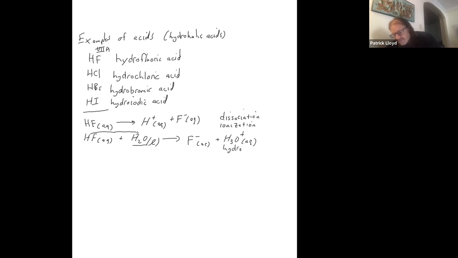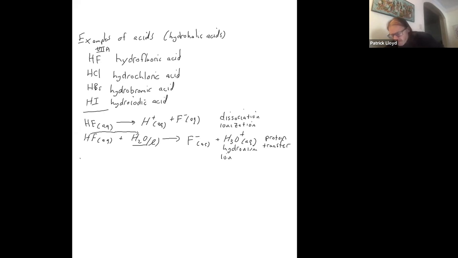This is just a different way of writing the same process. We either think of it as dissociation and ionization, or we think of it as a proton transfer. So the hydrogen ion is being transferred, the proton is being transferred from the fluorine ion to the water molecule. So in that case, we would think of the HF as an acid because it's producing a hydronium ion in the water. Okay. So those are acids. Those are 4 of them.